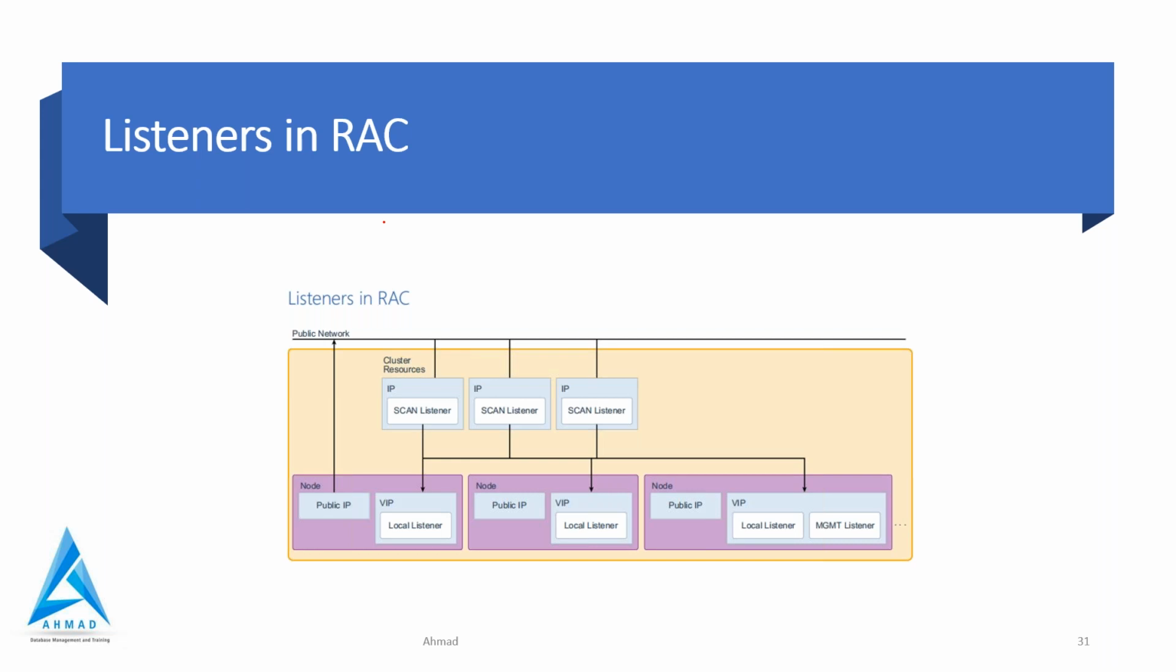So the SCAN listener basically receives the request and routes it to the local listener on the least loaded node, and the local listener is using a virtual IP address. Each node will have a public IP assigned to the network interface, and the MGMT listener allows the Cluster Health Monitor to communicate with the Grid Infrastructure Management Repository.